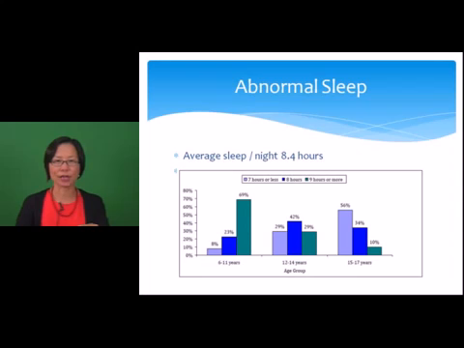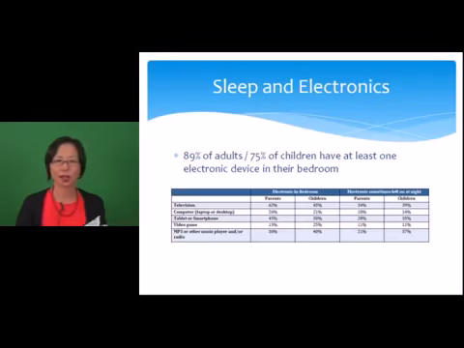This survey found a lot of abnormal sleep. So on average, these children 6 to 17 years of age were only sleeping 8.4 hours at night, which is less than what they need. 58% of children 15 to 17 years of age slept 7 hours or less. Of those children 6 to 11 years of age, 23% were sleeping only 8 hours, whereas they probably needed closer to 9.